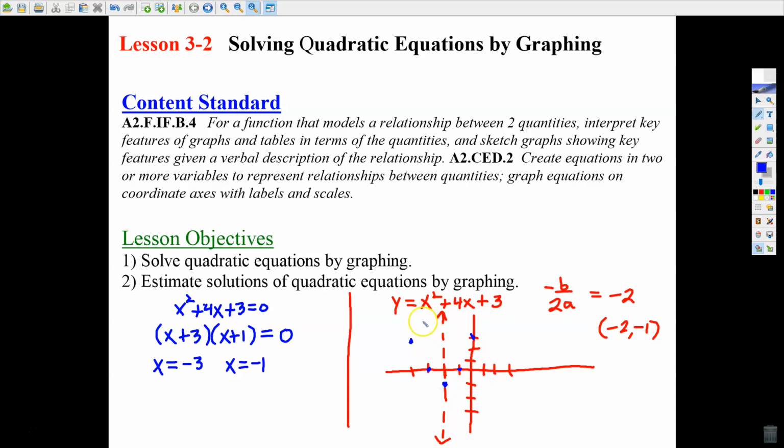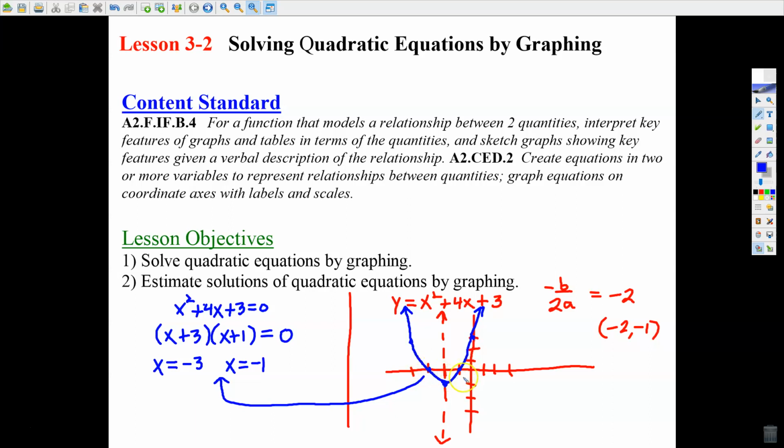Well, isn't that interesting? That the x-intercepts for the graph just happen to be the solutions to the quadratic equation. And that's just kind of a connection to why we're doing what we're doing. All right, so today's focus is to take what we learned in lesson 3.1, sketch the graph, and if there is a solution, it will be where the parabola crosses the x-axis.